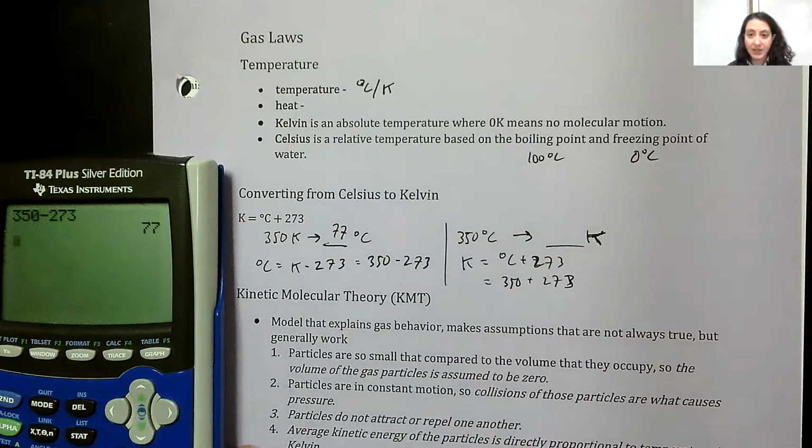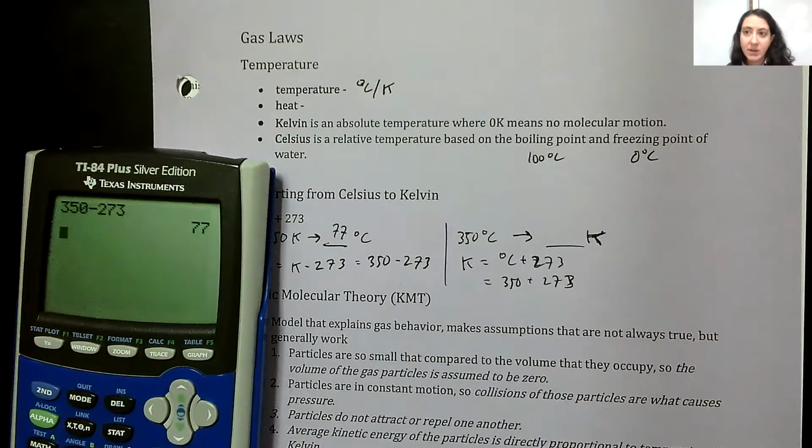So 350 degrees Kelvin is pretty hot. It's definitely hotter than you would set your oven. 350 degrees is kind of standard for baking in Fahrenheit, but not for Celsius. For Celsius, it's around 200-ish, something like that.